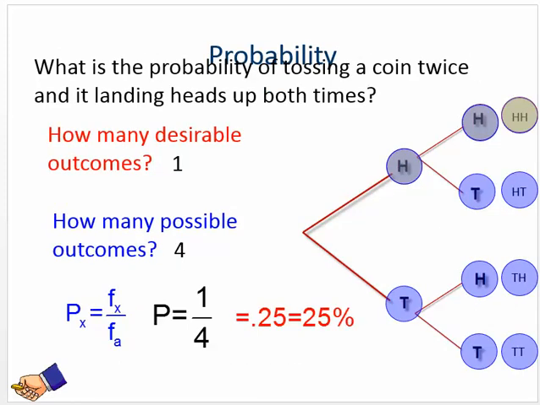What's the probability of tossing a coin twice and it landing heads up both times? Well, here's an example where we have desired outcomes. How many possible outcomes? Well, we've made a tree. Each one of these is an event. This row represents an event. This represents the outcomes. So we have a heads and a tails.